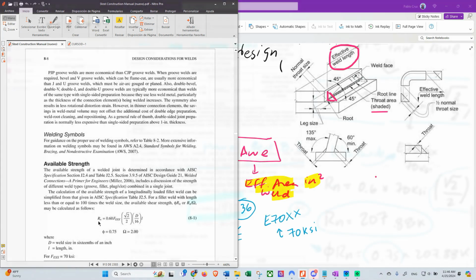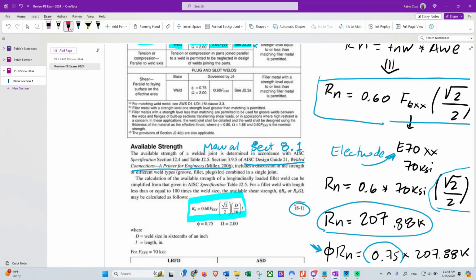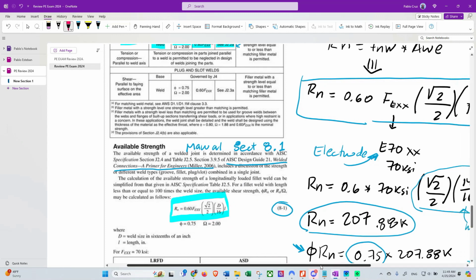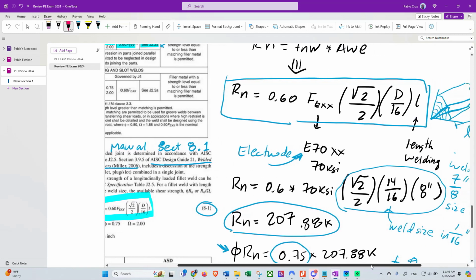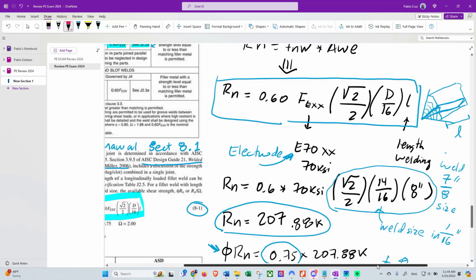So we have here 0.6 times FEXX times square root of 2 divided by 2 times D divided by 16 times L.